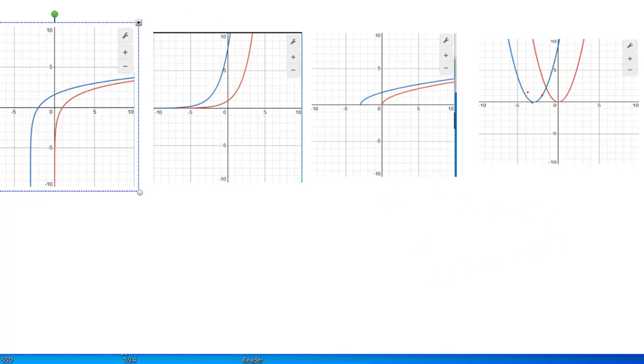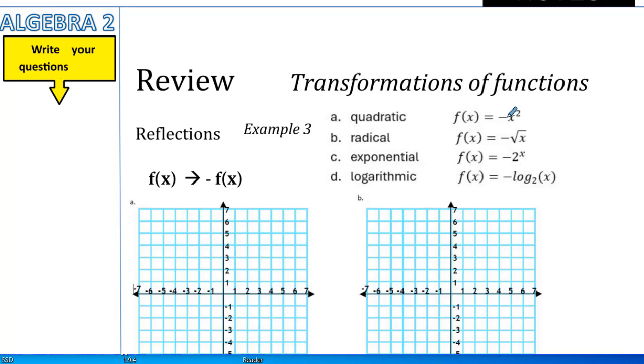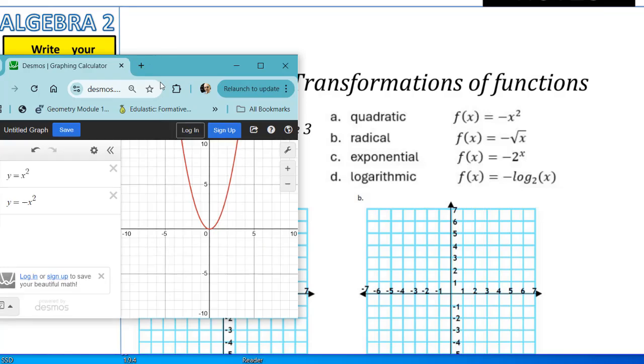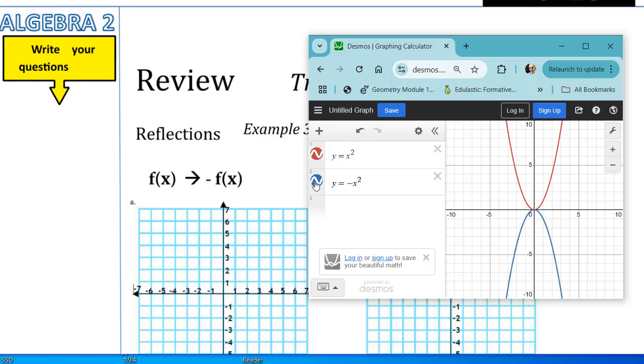What happens when you multiply the function by -1? That's what I'm doing here. You can see I've got negative, negative, negative, negative. Let's investigate. First, let's look at the quadratic. Let me just bring this quadratic over. And here is y equals x squared, the red parabola. What if you stick a negative out front? What happens? Turn it on. Voila. It pops up down below.